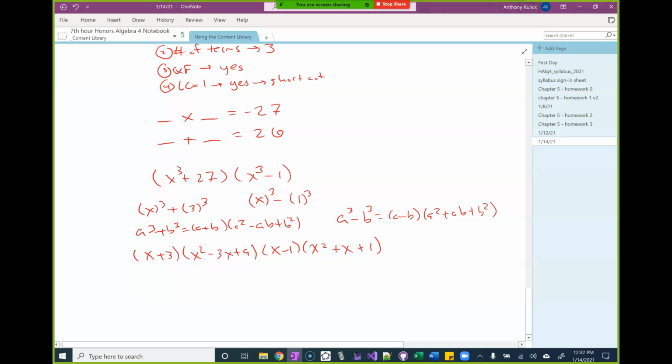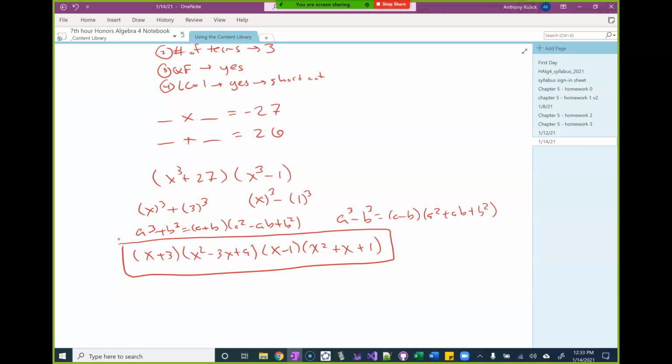Now I should check each one of these 4 things to see if I can factor them anymore. X plus 3. Can I do anything with that? Nope, it's linear. X squared minus 3x plus 9. Can I do anything with that? Nope, it came from the sum or difference of 2 cubes. How about the x minus 1? Nope, it's linear. How about the x squared plus x plus 1? Nope, it came from the sum or difference of two cubes. So this is as good as we can do. Feel okay there? Relatively speaking anyways.